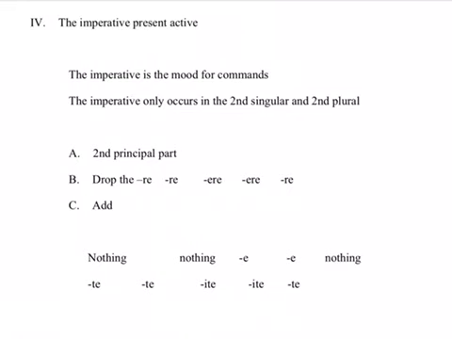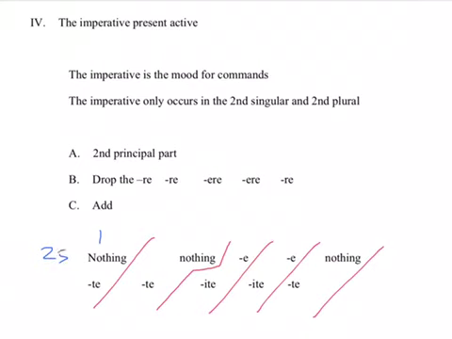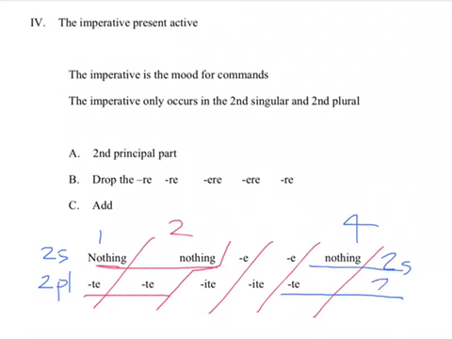Let me clarify the chart that gets re-edited when I import it. For the first conjugation, you add nothing for the second person singular, and te for the second person plural. For the second conjugation, you add nothing for the second person singular, and you add te for the second person plural. Note also that in the fourth conjugation, you add nothing for the second person singular, and you add te for the second person plural.